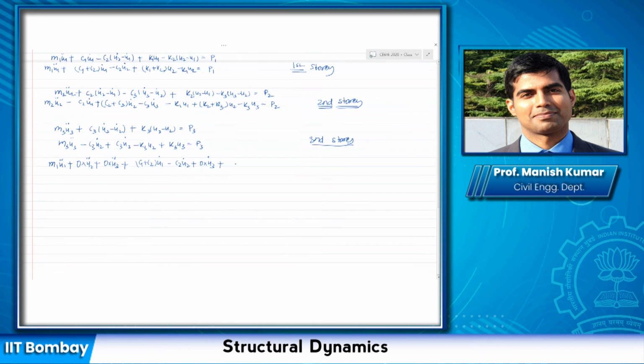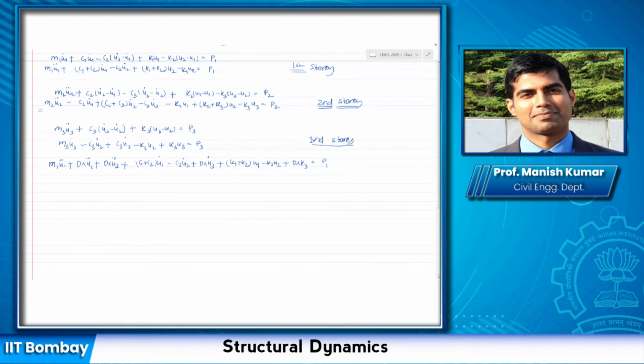Similarly it goes for the stiffness as well. K1 plus K2 times U1, minus K2 times U2, plus 0 times K3 because there is no K3 term here, and that is equal to P1. So this is our first equation.